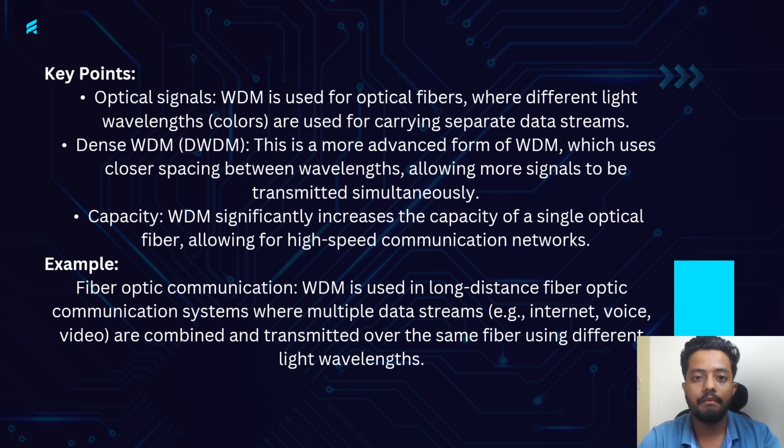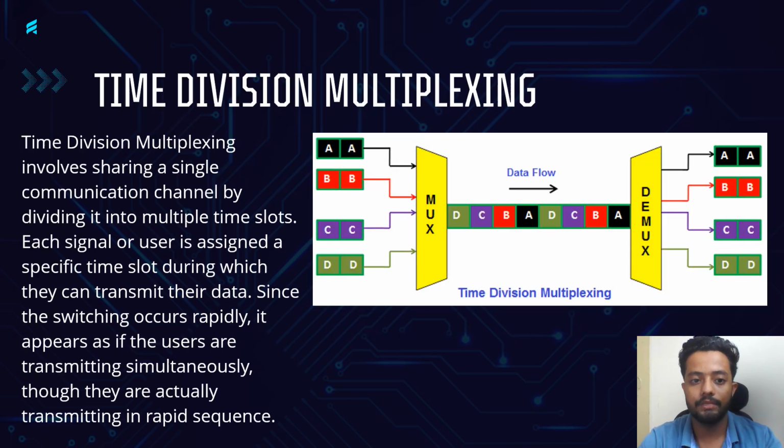For example, fiber optic communication. Wavelength division multiplexing is used in long-distance fiber optic communication systems where multiple data streams, such as internet, voice call, and video call, are combined and transmitted over a single fiber using different wavelengths of light.